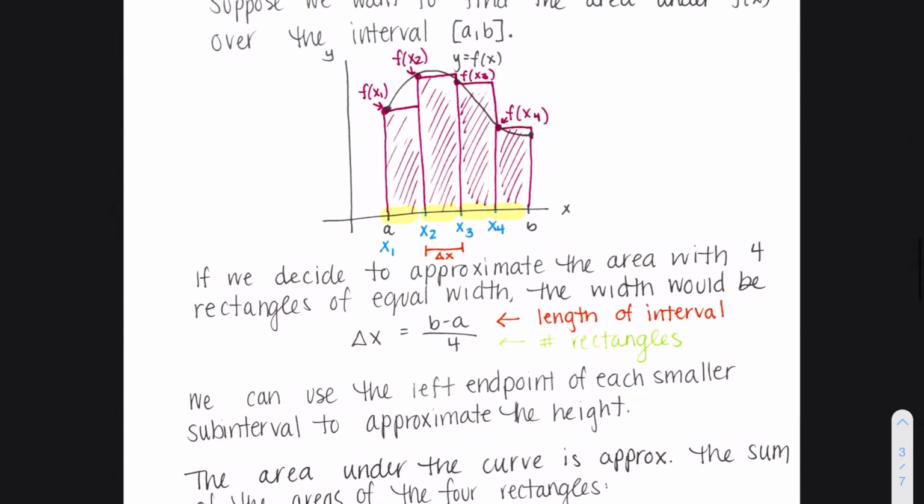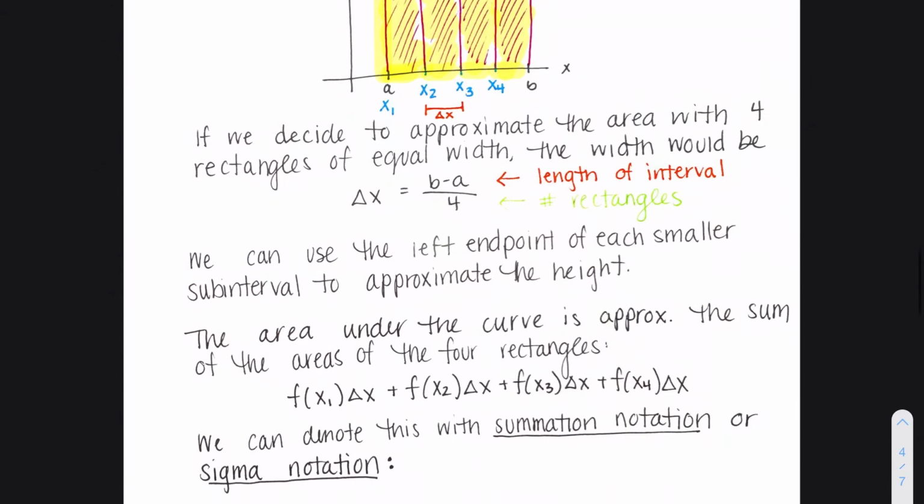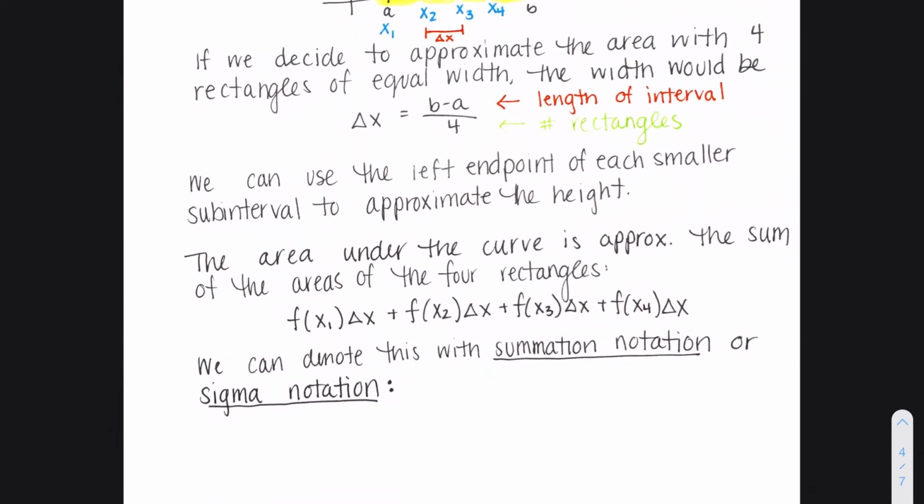And then the area under the curve is going to be just the sum of these smaller rectangles. So this first rectangle is the function evaluated at x1 for the height times the width, which is delta x. For the second rectangle, the width is again delta x, and the height is the function evaluated at x2. For the third rectangle, the height is the function evaluated at x3 times delta x. And then finally, for this fourth rectangle, it's the function evaluated at x4 times that same equal width.